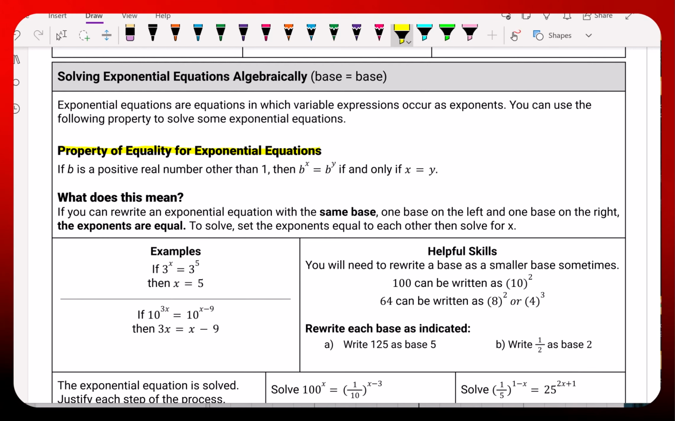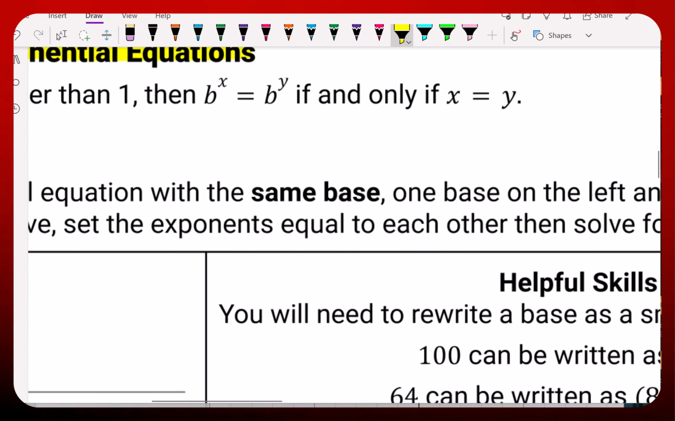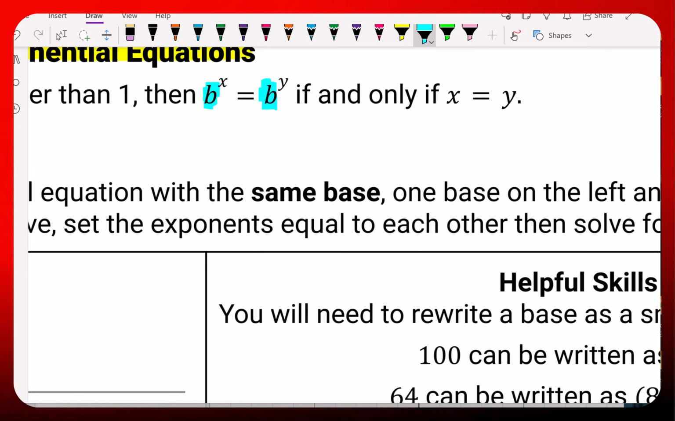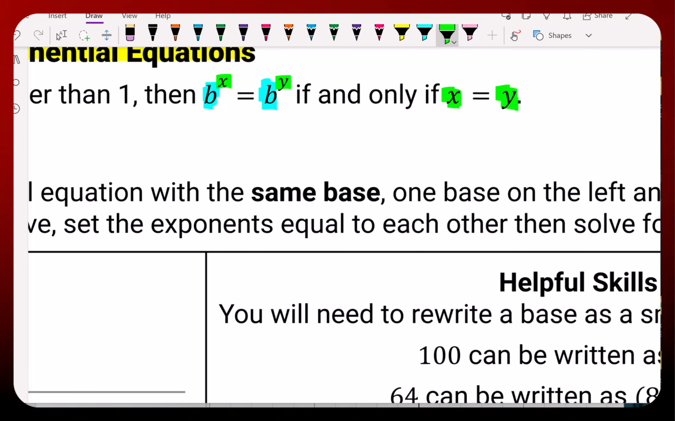Okay, so basically what you do is you realize that you have the same base on either side. So let's say I've got base 10 here, base 10 here. If the bases are equal to each other, they're both isolated on the left and right hand side, what you can do is simply drop the bases, and then you can make the exponents equal to each other. So it's actually pretty simple, but it's very specific.